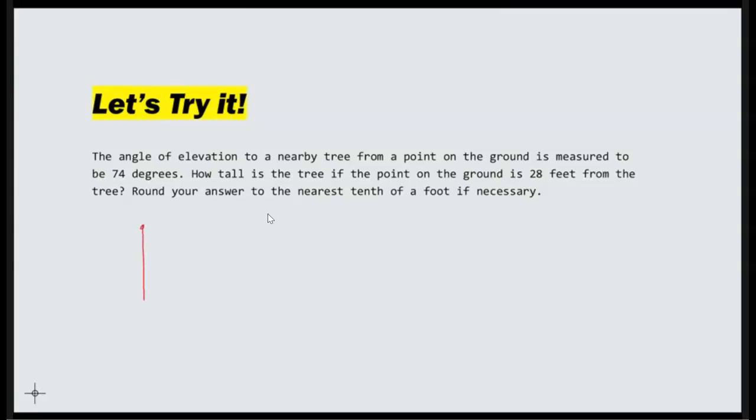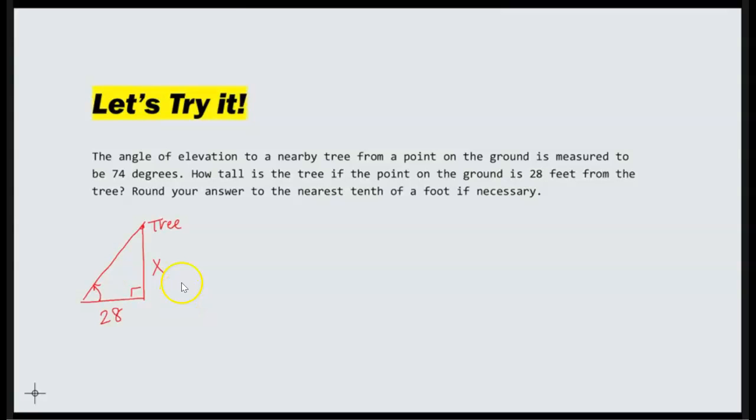So let's assume this is my tree. And I know that I am 28 feet from that tree, so I know that length. And I need to find the height of the tree, so I don't know this. They also tell me the angle of elevation from the point on the ground is measured to be 74 degrees. So my angle of elevation is this, from the ground upwards looking to the tree. So it's the line from the ground upwards to the line that connects to the tree. So this is my angle of elevation, and then this would be my 90-degree angle.